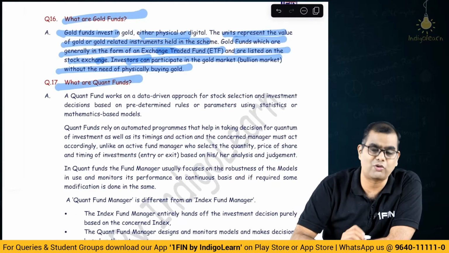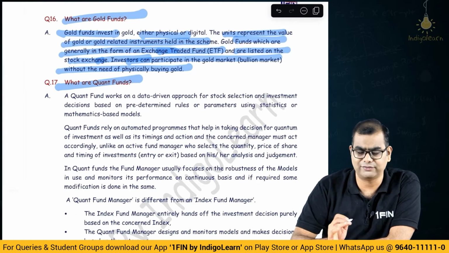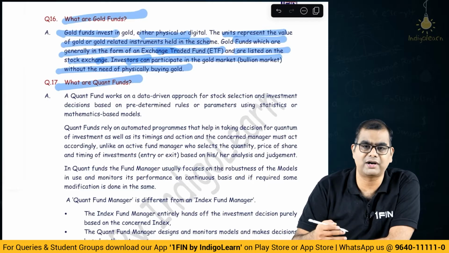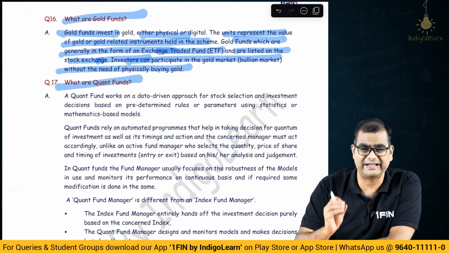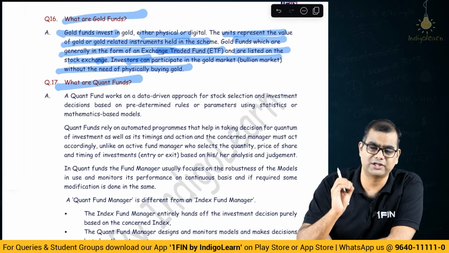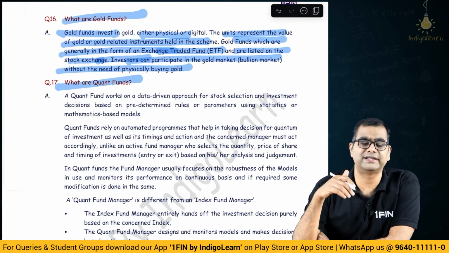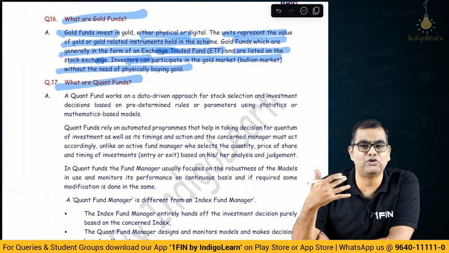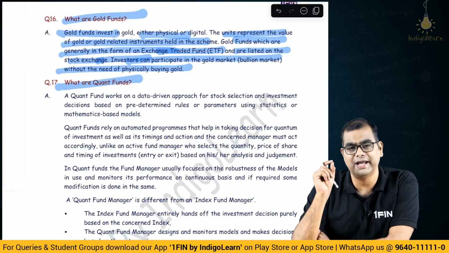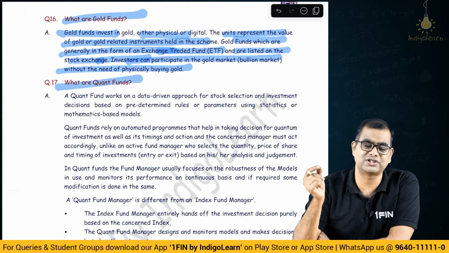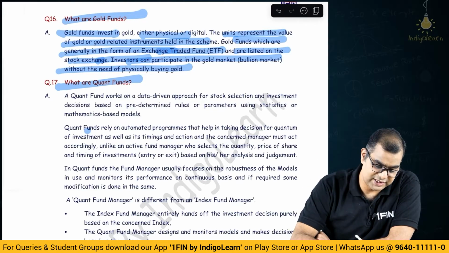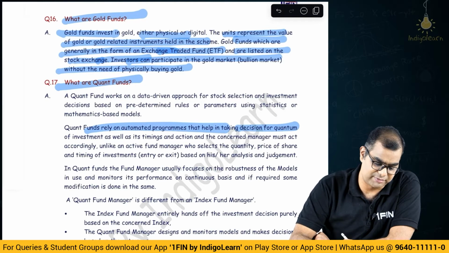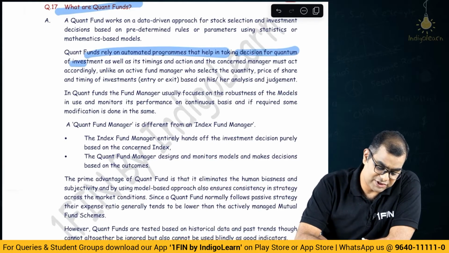Then you have something called quant funds. Now, quant funds are a recent phenomenon. I won't say very recent, but especially in the last couple of decades, they've caught up very well. These funds are data driven, with statistical models where they look at factors that are influencing a particular stock price, and they make quick decisions, invest in stocks and then come out of stocks very quickly. So, these funds rely on automated programs that help in decision making.